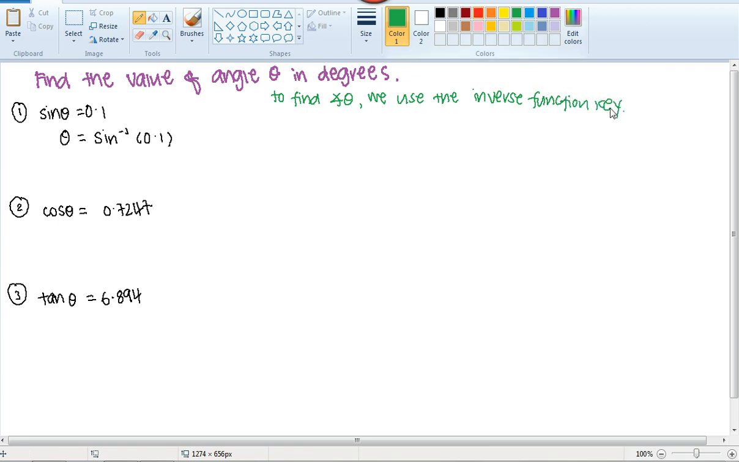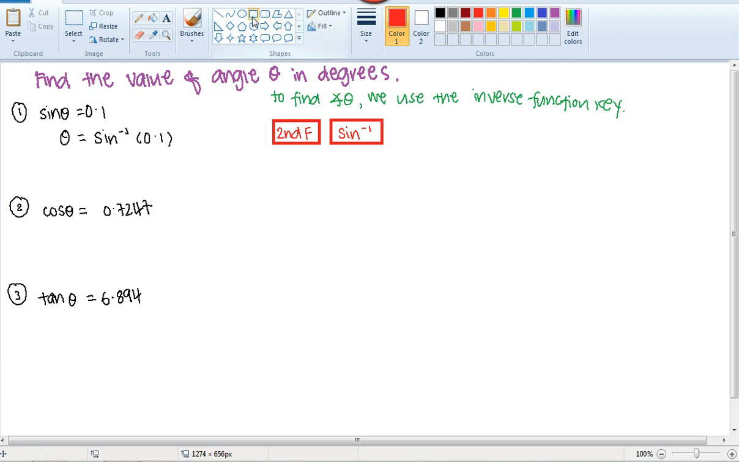Okay, so right now I'm going to teach you how to press the calculator to get this theta value. I'm going to draw the calculator buttons here, so make sure you follow through. The very first button you need to press is your second function button, your yellow little button. And after which, press your sine inverse.